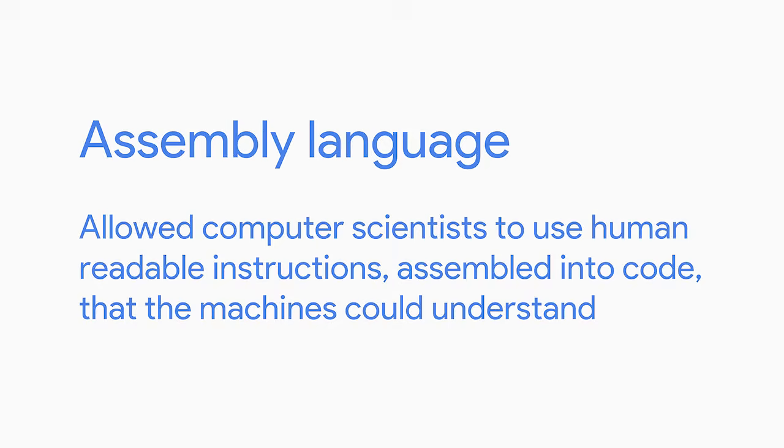But storing programs on punch cards was a long and tedious task. The programs had to be kept on stacks and stacks of punch cards. Computer scientists needed a better way to send instructions to a machine. But how? Eventually, a language was invented called assembly language that allowed computer scientists to use human-readable instructions assembled into code that the machines could understand.